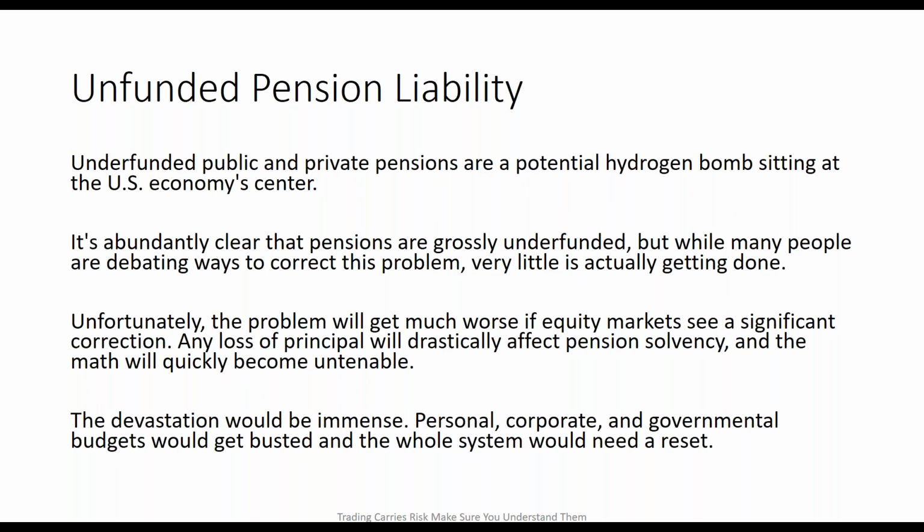Unfortunately, the problem will get much worse if equity markets see a significant correction. Any loss of principal will drastically affect pension solvency, and the math will quickly become untenable. The devastation would be immense. Personal, corporate, and government budgets would get busted, and the whole system would need a reset.